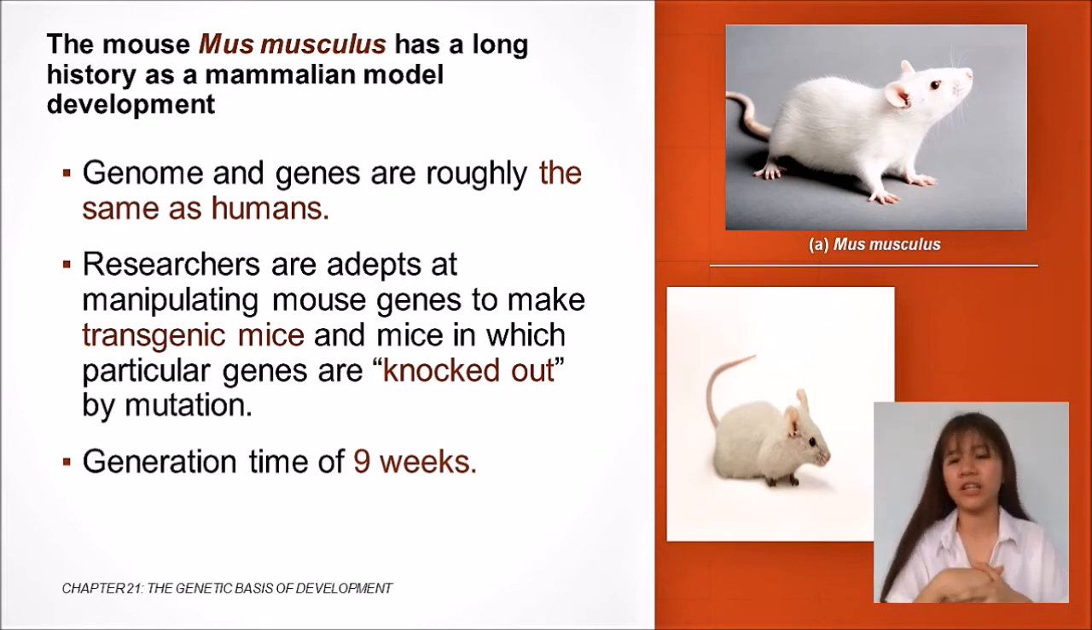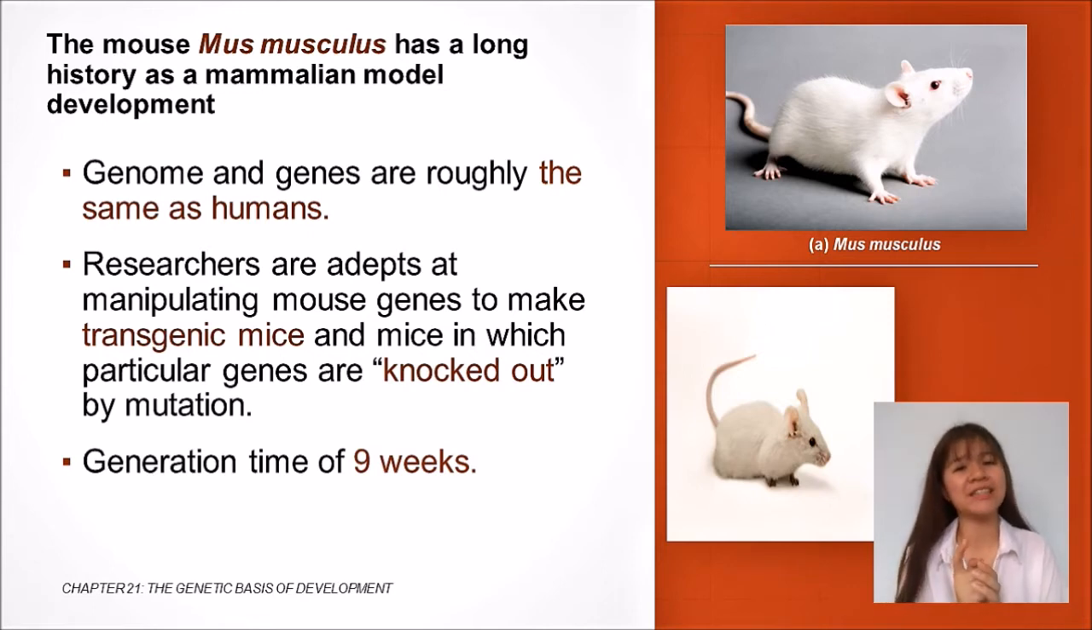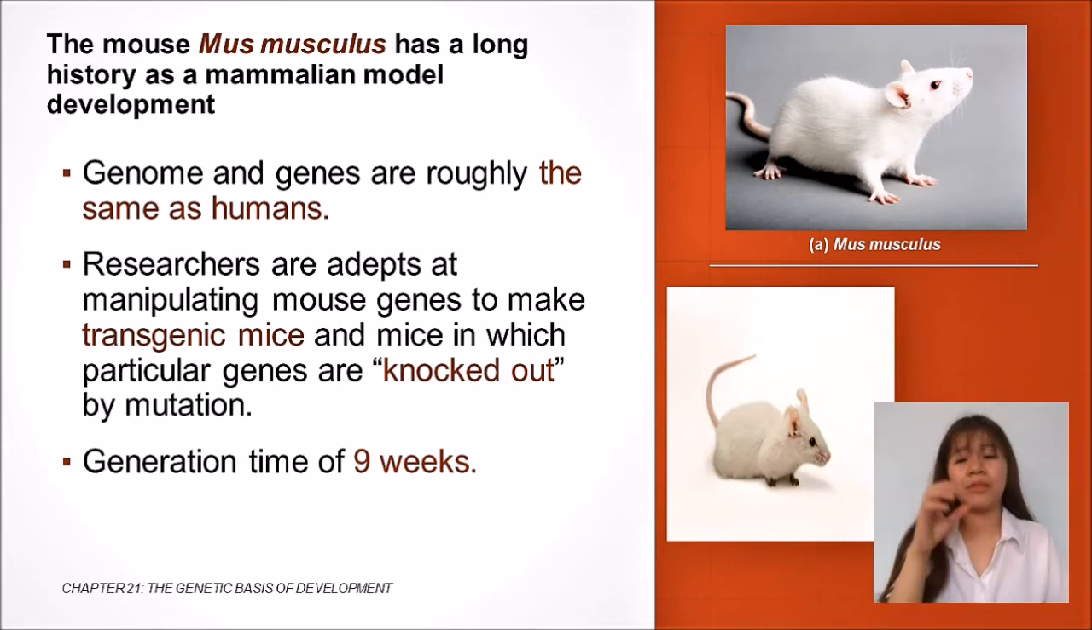So researchers are adept at manipulating mouse genes to produce transgenic or genetically modified mice, in which particular genes are knocked out by mutations. Its generation time is only 9 weeks. However, mice are complex animals with large embryos, and the embryos develop inside the mother's uterus, hidden from view, which is the disadvantage of this model. Unlike Drosophila melanogaster, whose embryo develops outside the mother's body.